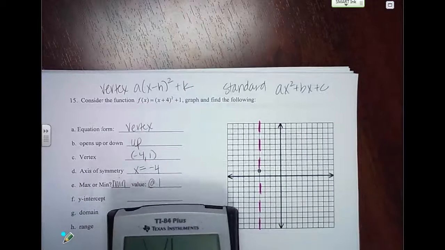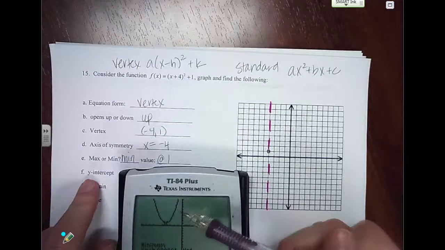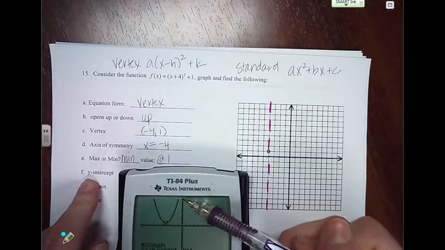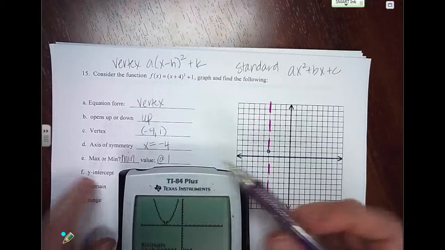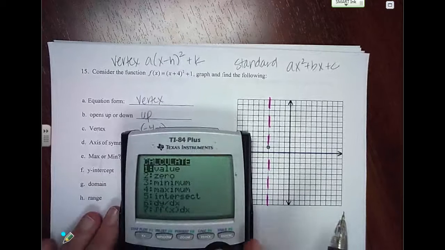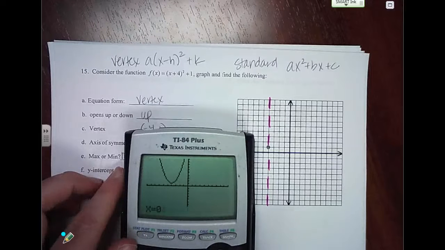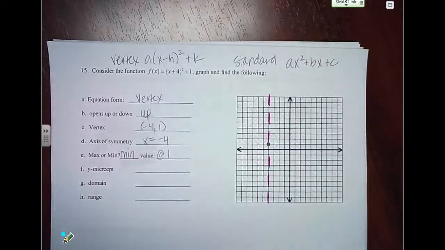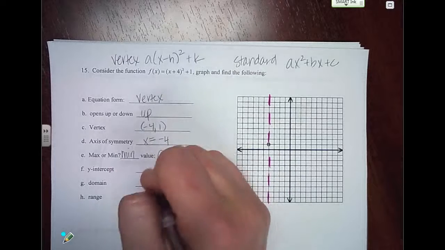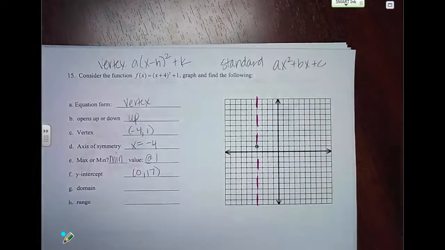Then we want to find the y-intercept. So the y-intercept is where it crosses the y-axis. And you can see I can't see that here because it's going to keep on going up, but that's okay. We're going to go second trace, number 1, where it says value. So the y-intercept is when x equals 0, so 17. So the y-intercept here, 0, 17. And I can't even graph that on my paper.